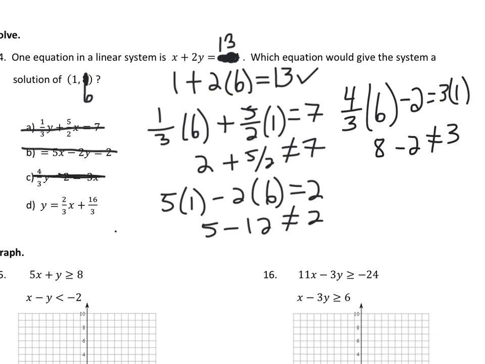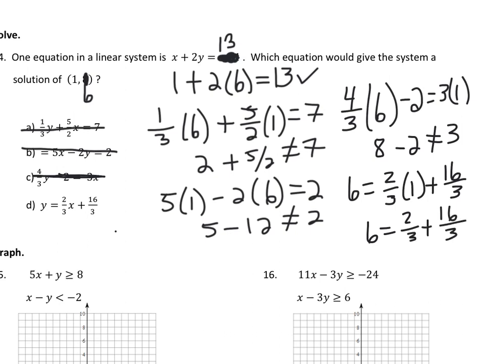So we're going to look at one more equation, and hopefully this one will work. y equals 2/3 x plus 16 over 3. Okay, so y is 6 equals 2/3 of 1 plus 16 over 3. Well, 6 equals 2/3 plus 16/3, which is 18/3, which does equal 6. So the answer is D.